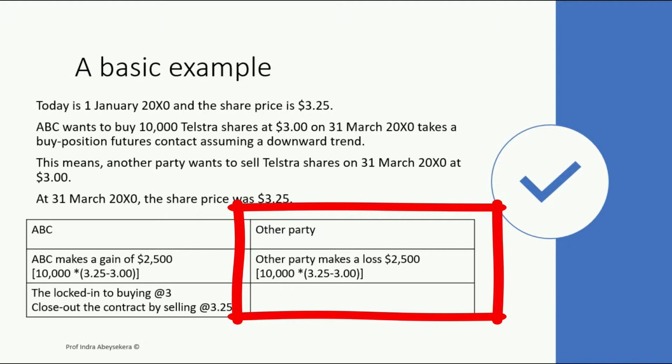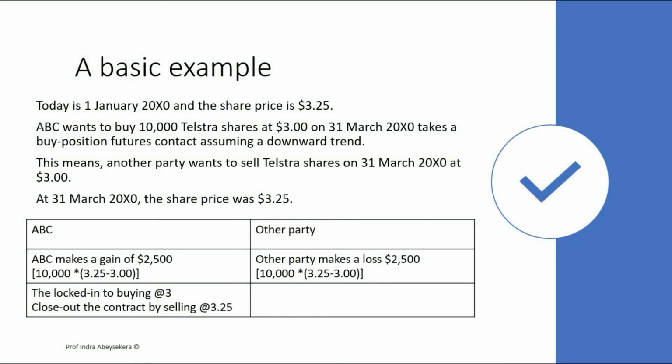So it's going to sell at $3, but it's a pre-arranged amount, a pre-arranged price. But to close out that contract, it's going to buy now at $3.25. By buying at a higher price, it's making a loss for the 10,000 Tesla shares. So this is in relation to the hedge instrument.